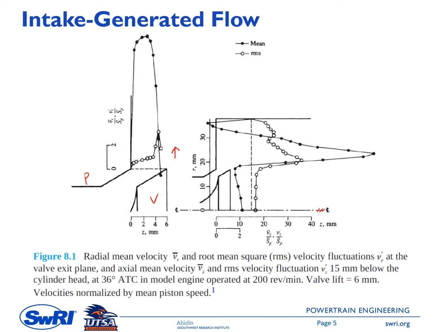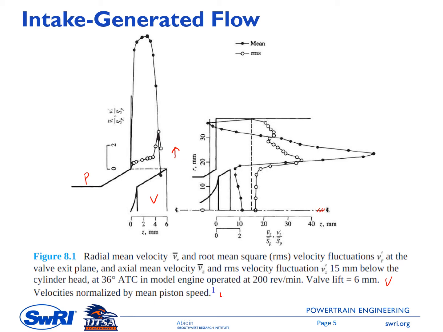Along with root mean square fluctuation V prime Z, this is measured at 15 millimeters below the cylinder head, and this is at 36 degrees after top dead center, with the model engine operated at 200 RPM, and the valve lift is 6 millimeters. The data for the velocity here is normalized by the mean piston speed.